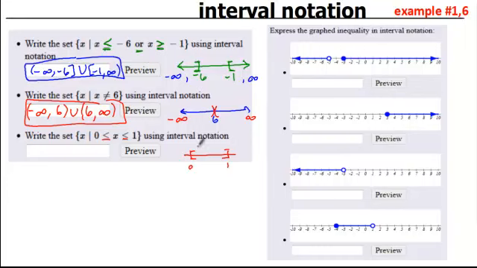If we express it in interval notation, we go from 0 to 1, with brackets at each. And so that would be your final way to express that interval.